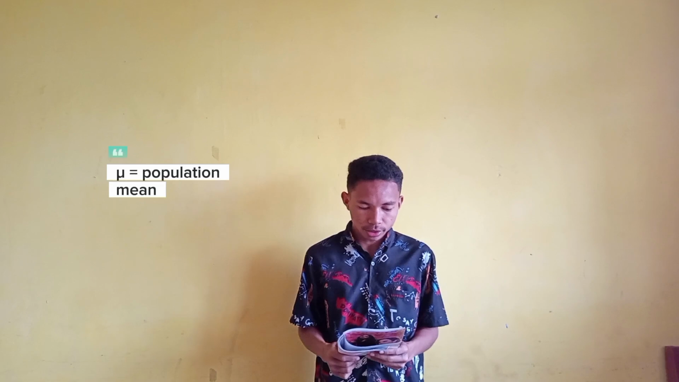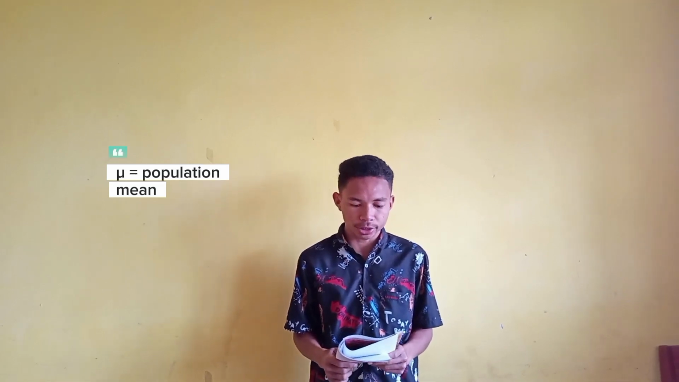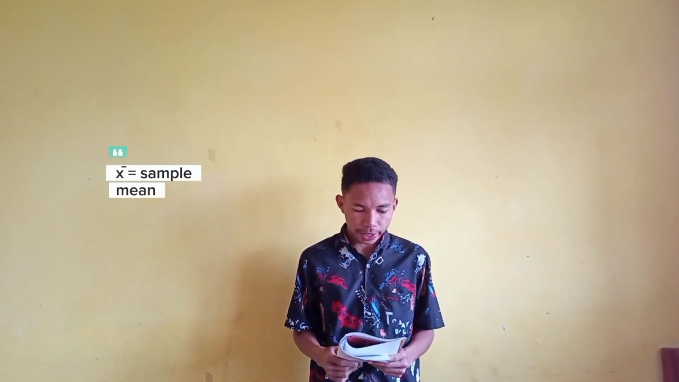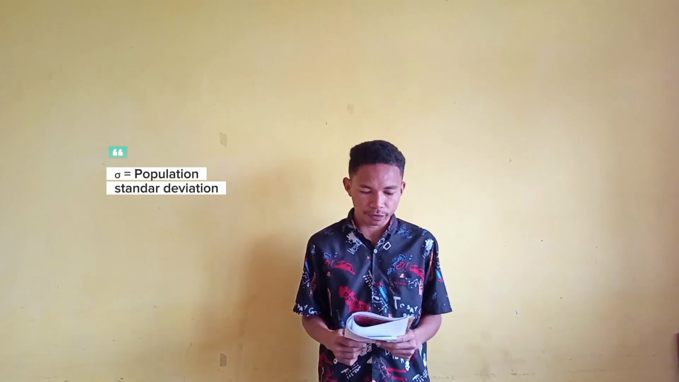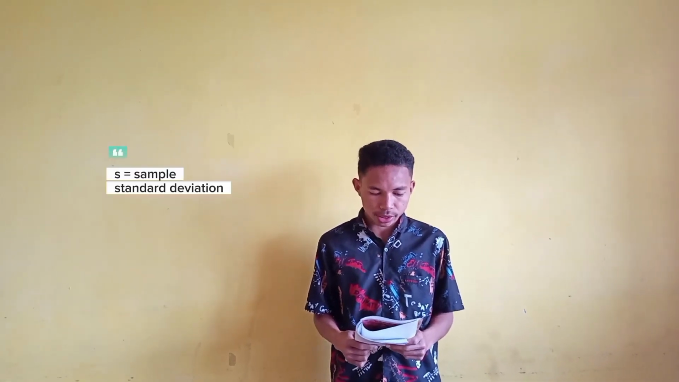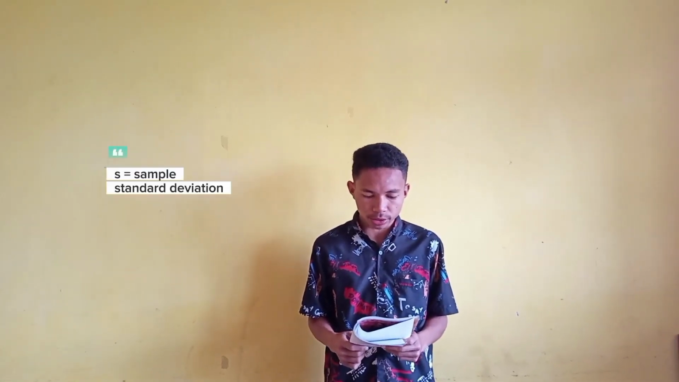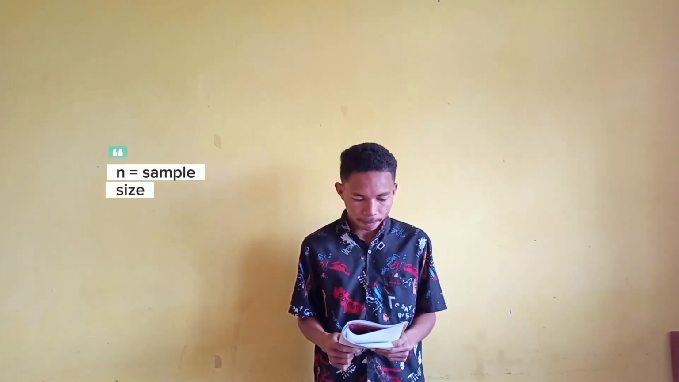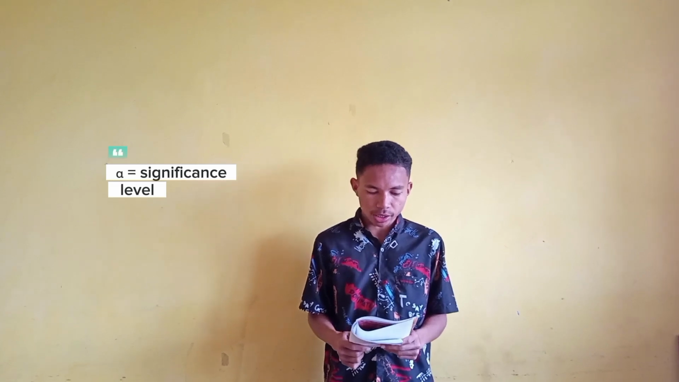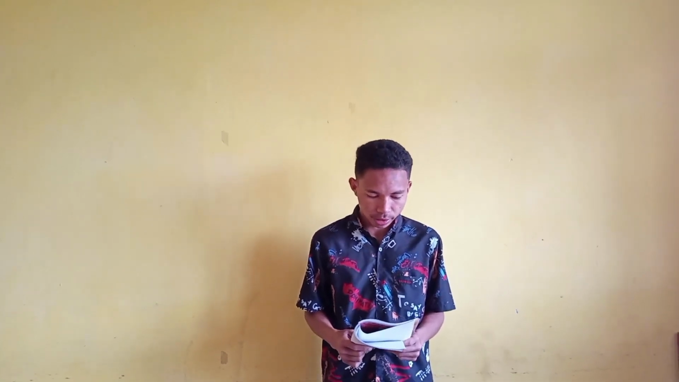Fifth, notation. Symbols and descriptions in a two-tailed hypothesis test. 1. Mu as population mean. 2. X bar as sample mean. 3. Sigma as population standard deviation. 4. S as sample standard deviation. 5. N as sample size. 6. Alpha as significance level.